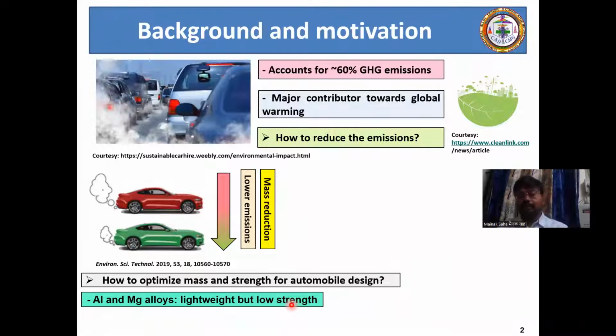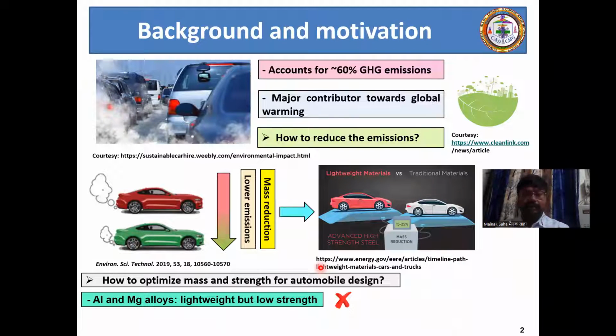And so definitely we cannot use these materials to design automobiles, especially the structural parts, which need very high crash resistance for ensuring passenger safety. So the only option that we have is to use advanced high strength steels, especially the aluminum alloyed advanced high strength steels, which can reduce the mass by around 15 to 25%.